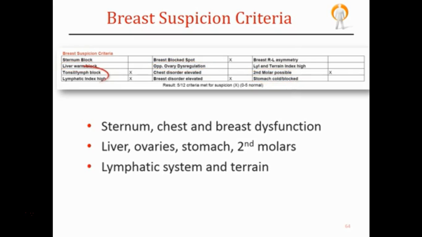And then the lymphatic system's health and the terrain, which reflects the body's toxicity and regulation capacity, also affect the breast health. And finally, there's the temperature asymmetry between the right and left breasts. Unless the patient has had a mastectomy, the right and left breasts should have the same average temperature.